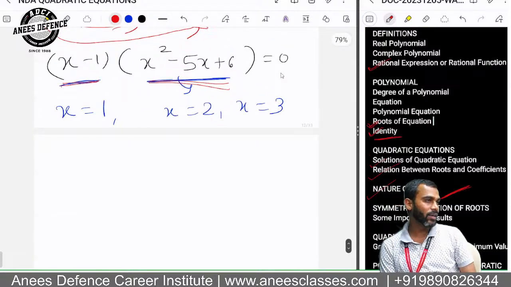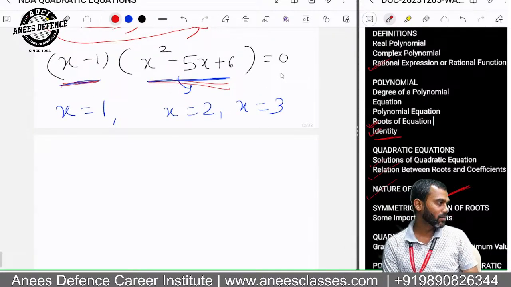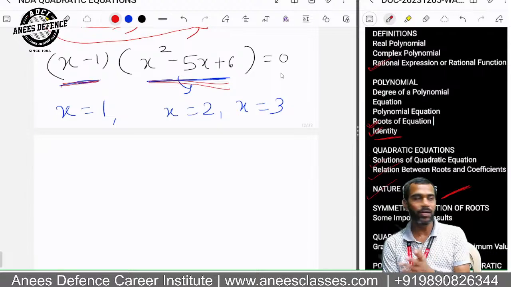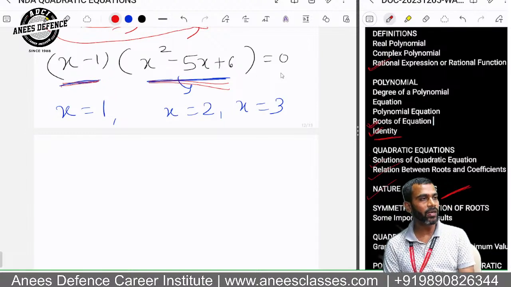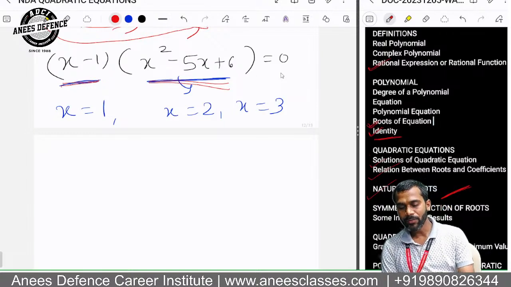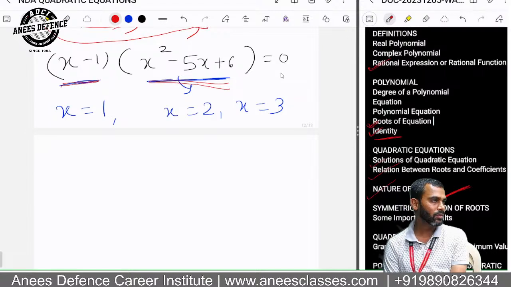Leave some space for identities for at least one page. There may be 15 to 20 identities overall. Yes or no? a cube plus b cube plus c cube minus 3abc. Do you remember? Yes, sir. So you need to just write all of them. I am just skipping that particular point.